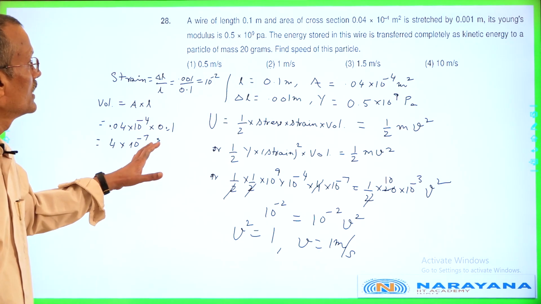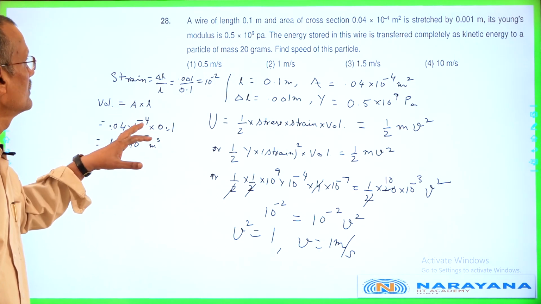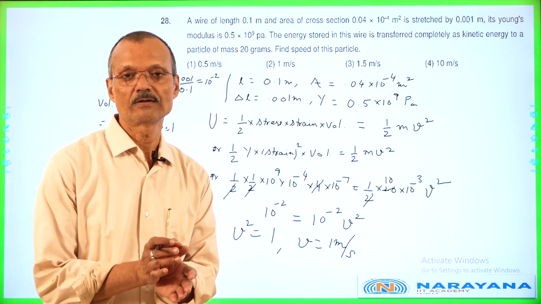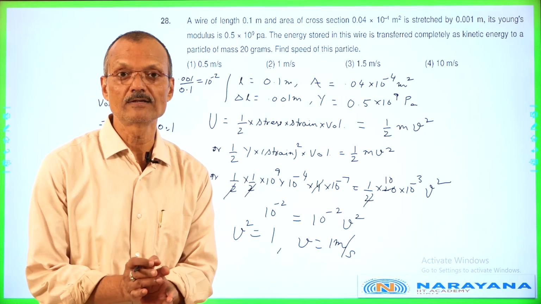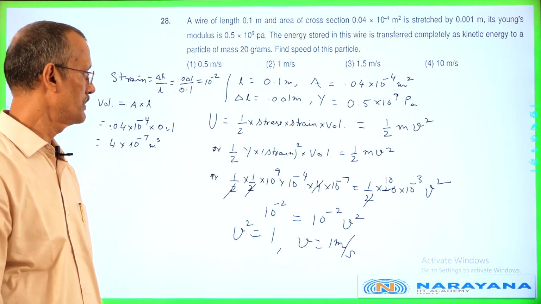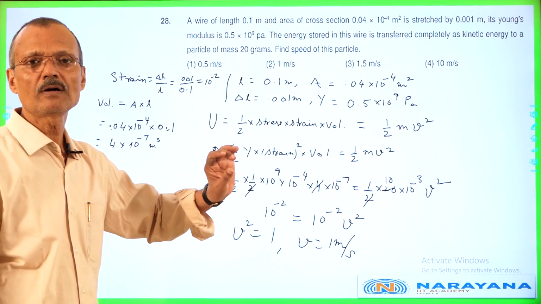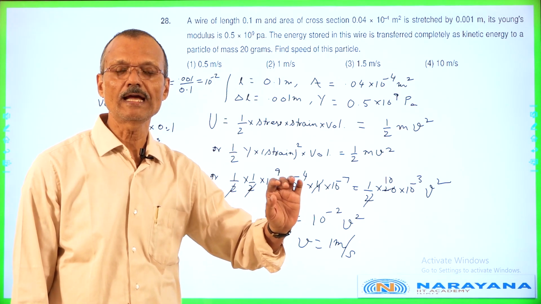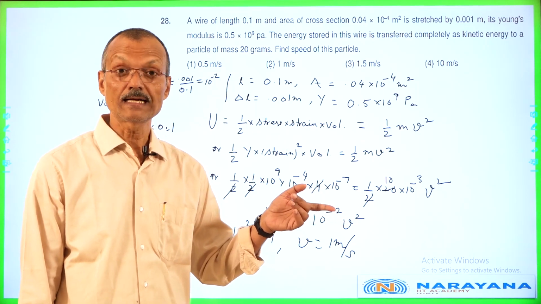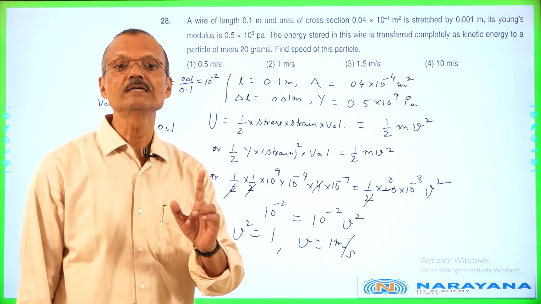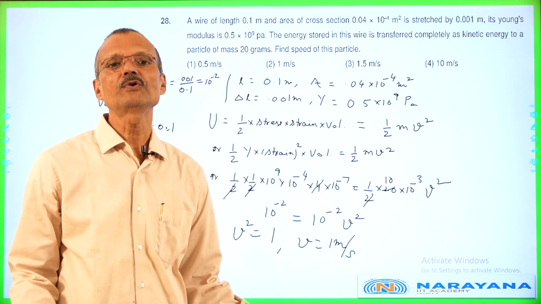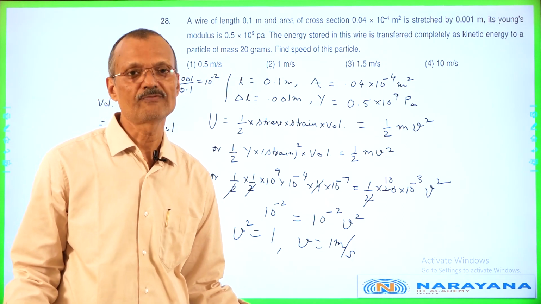So if in a stressed string or wire, the total energy stored is converted or given to any particle in the form of kinetic energy, then the velocity attained by the particle will be 1 meter per second. Simple, remember: energy stored in any stressed spring or wire within elastic limit is named energy density, half stress into strain. If you want total energy, multiply it by volume, and total energy you just equate to half m v squared.